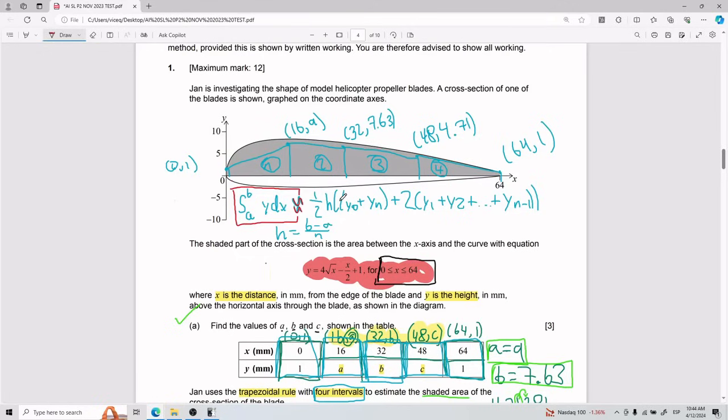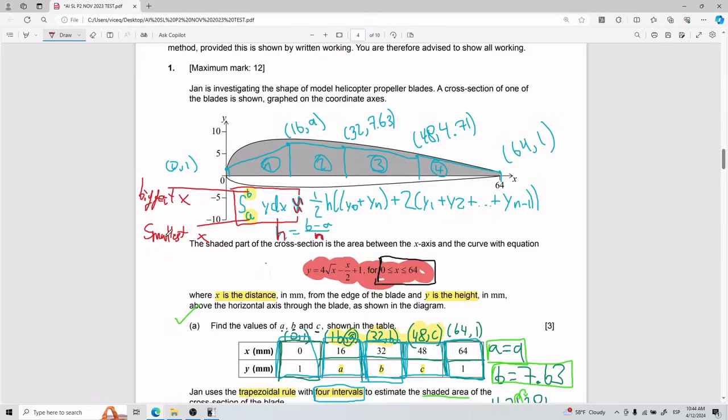Well, they define h as (b minus a) divided by n. See? This is h, and this other one is n, careful. And what is the difference? a and b are which part of your graph you're considering. These are going to be x values. So a is going to be the smallest x, and b is going to be the biggest x.